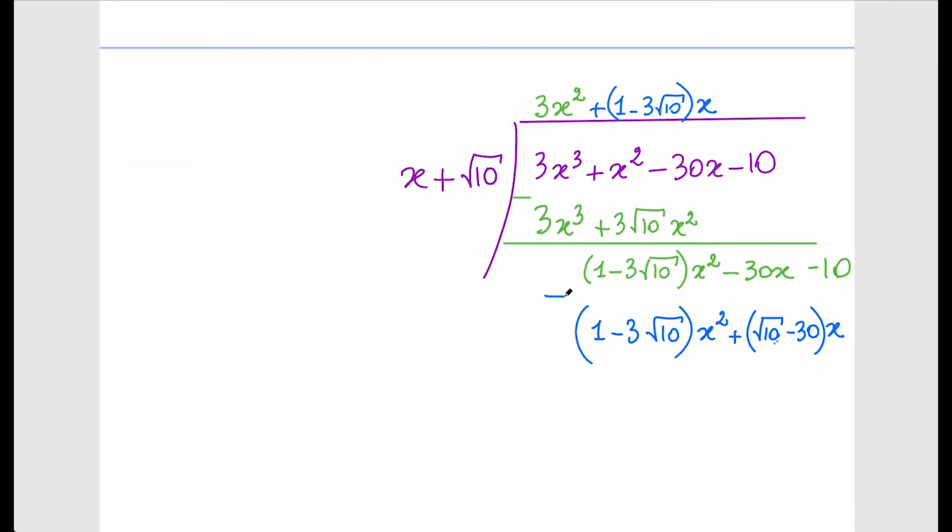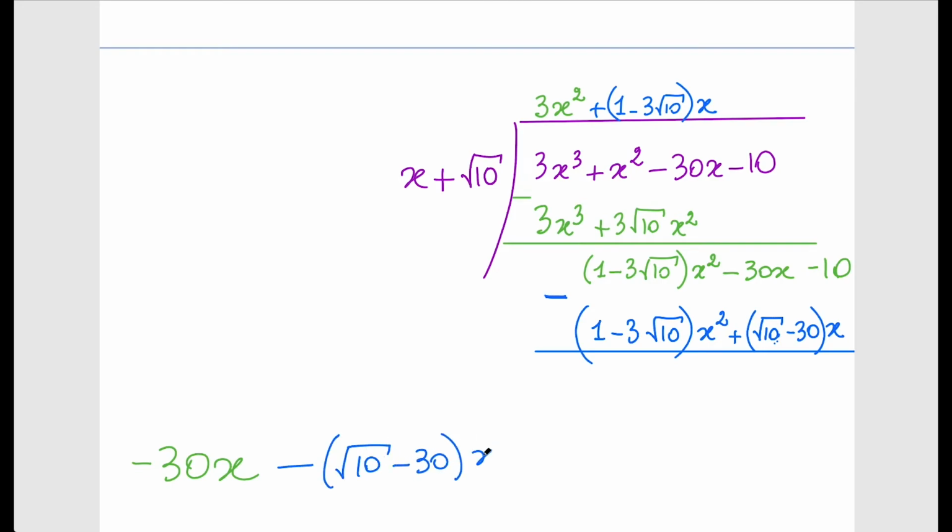And then what do we do? We subtract the blue from the green, right? So this minus itself is 0. For the x part, I have negative 30x minus this piece. So I have the green part. Let me do it here on the side. Minus 30x, that's the green guy, minus this blue guy, right? The x guy. This is the x, this is the x. So I'm going to subtract the blue guy from that green part. So minus square root of 10 minus 30x. Correct? Let's do that. What do we obtain here?